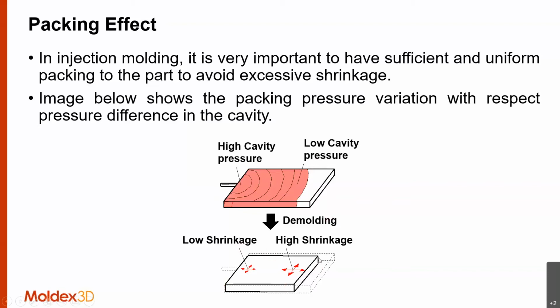So we can say, okay, there is non-uniform pressure distribution in the cavity. So shrinkage in this area will be lower compared to shrinkage at the end of filling area. So we can say, okay, in this scenario, there is non-uniform pressure distribution and we will face the problem of shrinkage.